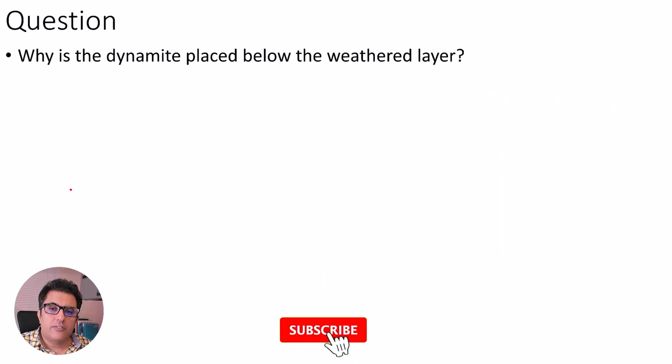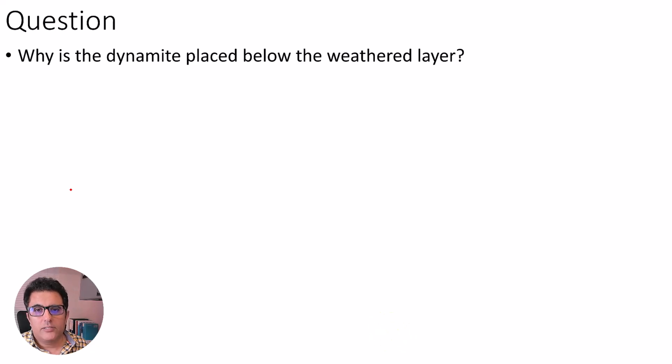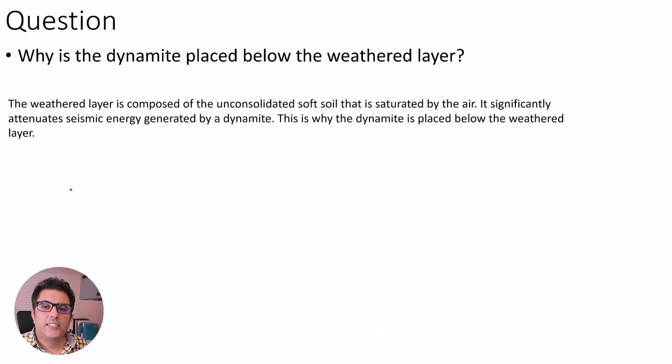Now, just let me ask you an insightful question. Why is dynamite placed below the weathered layer? The reason is that the weathered layer is highly attenuative and it attenuates seismic signals. So by placing the dynamite below the weathered layer, we can improve seismic data quality.